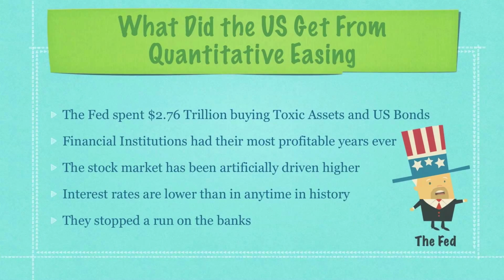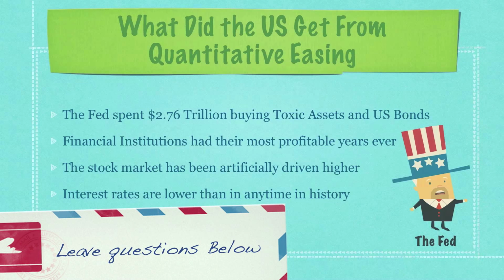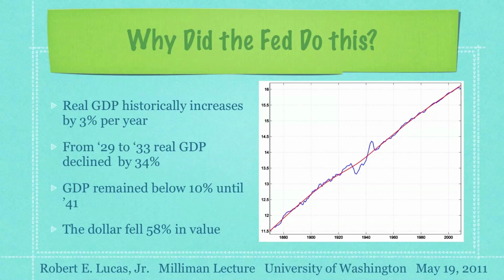So what exactly did the Fed, United States citizens, and the government get from quantitative easing? The Fed spent a total of $2.76 trillion buying toxic assets and U.S. bonds and treasuries. The financial institutions had their most profitable years ever. The stock market has been artificially inflated. Interest rates are the lowest they've ever been in history. However, the Fed did succeed in stopping a run on the banks, which is what they were concerned about the whole entire time. What a lot of people were unaware of, and this is what really forced the Fed to get into quantitative easing, is that real GDP, gross domestic product, in the United States historically has risen by 3% per year.